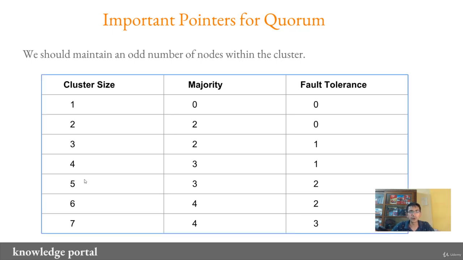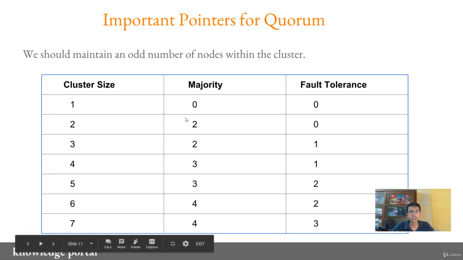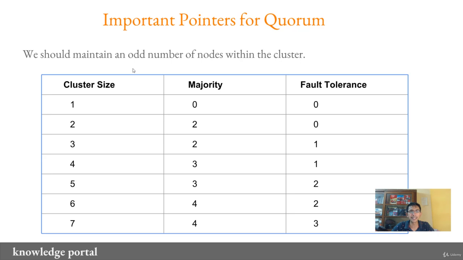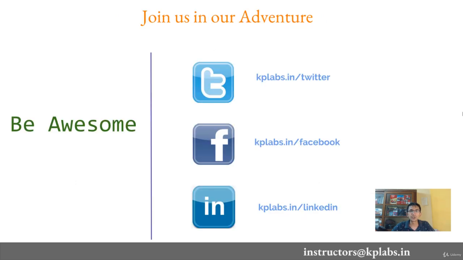And the same goes for 4, 5, 6 and 7. So always remember, you should have an odd number whenever you are creating a cluster. So that's the high level overview about the split brain and also about the quorum.